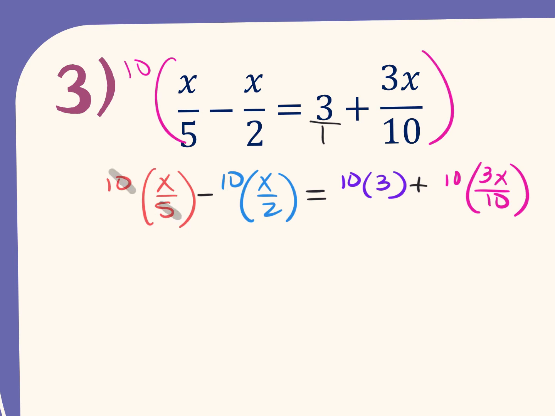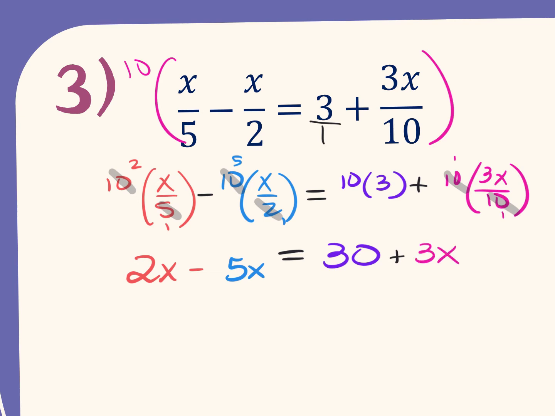But I'm going to simplify here. The 5 and the 10, this will become a 2 and a 1. So then I'm left with a 2x. And then over here, what will simplify is the 10 and the 2. So then the 10 becomes a 5, the 2 becomes a 1. So now I have 5x. And now nothing to simplify, so it's just 10 times 3. And then the 10s will cancel on the pink, and they both become 1s. So then I'm just left with 3x over there.